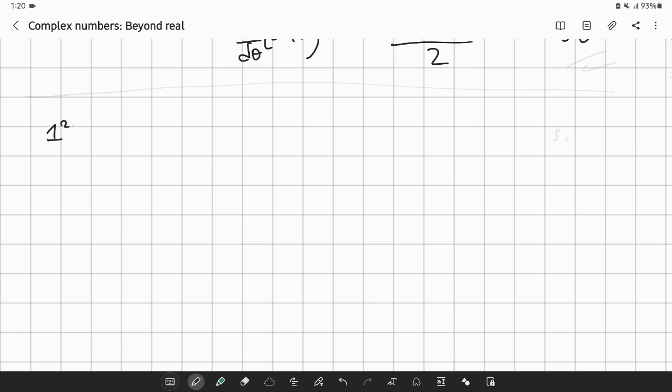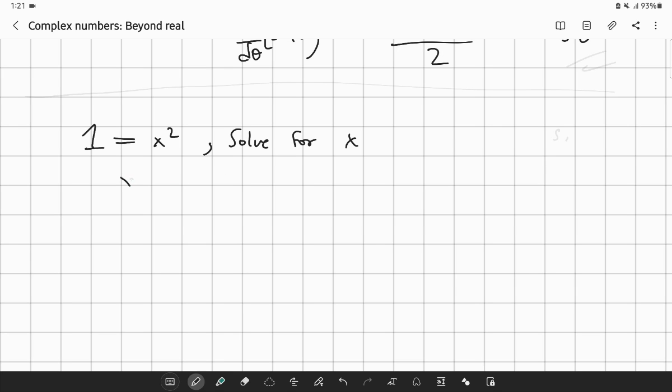Suppose I have 1 squared and I want to find the square root of this. Square root of 1 squared. Well, let me put this question the other way around. Suppose I have 1. So what number squared gives me 1? I want to solve for x.